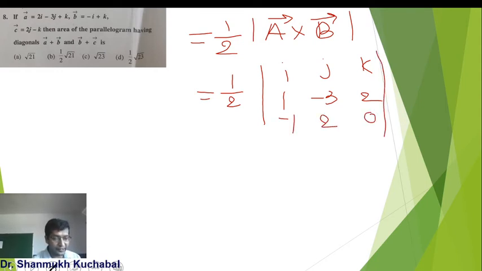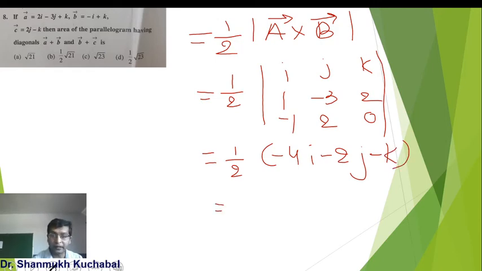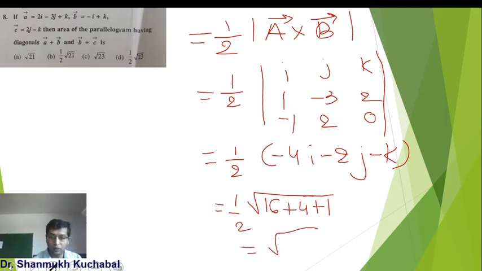If we expand this, we get 1 by 2 times minus 4i minus 2j minus k, and we have to calculate the magnitude. So 4 square is 16, then 2 square is 4, then minus 1 square is 1. So we get root 21 divided by 2 square units. So clearly option B is the right answer. Okay, you can take a screenshot of this.